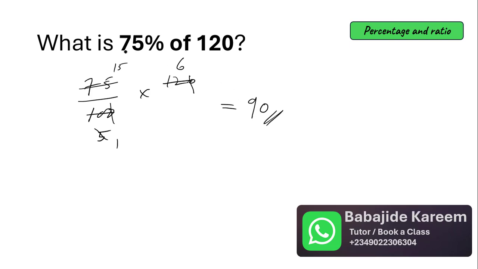Another way to go about it when you have 75% is that 75% is 3 over 4. So you can just say, what is 3 over 4 of 120? You get the same answer. When you divide this by 4, you have 30. 30 times 3, you have 90.